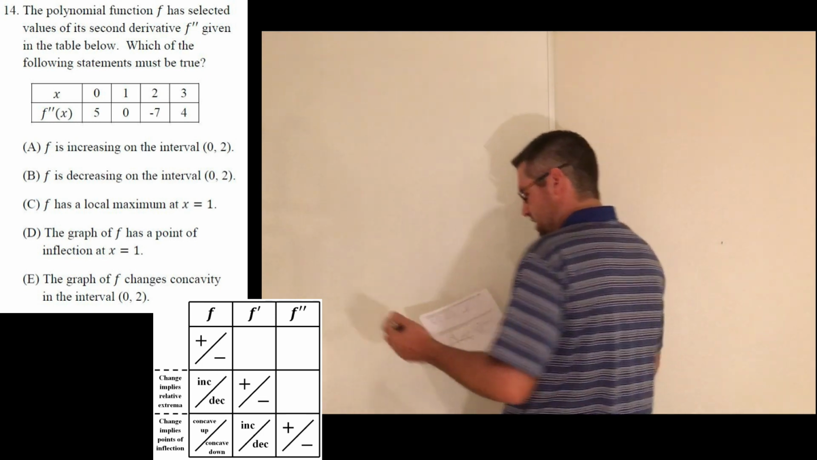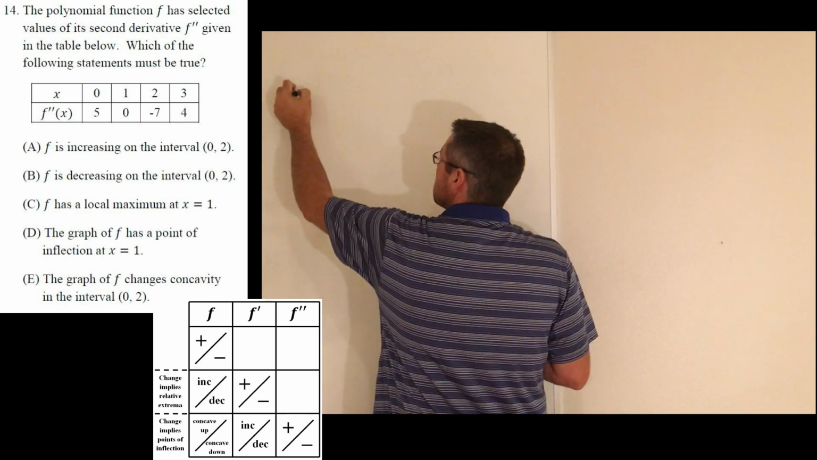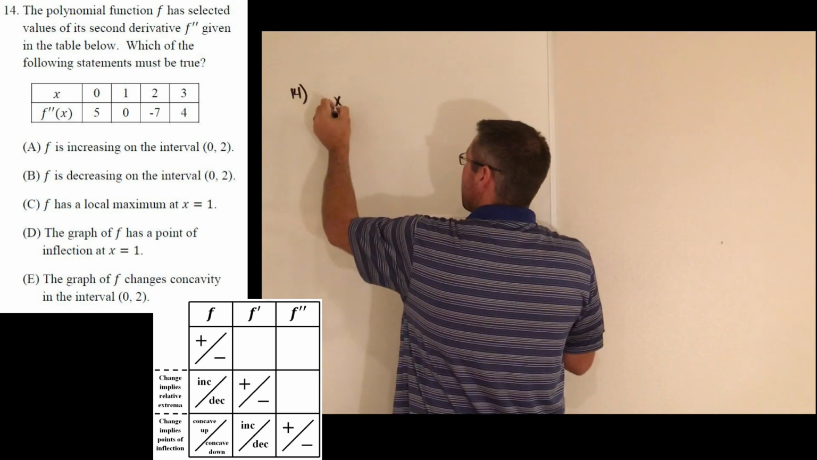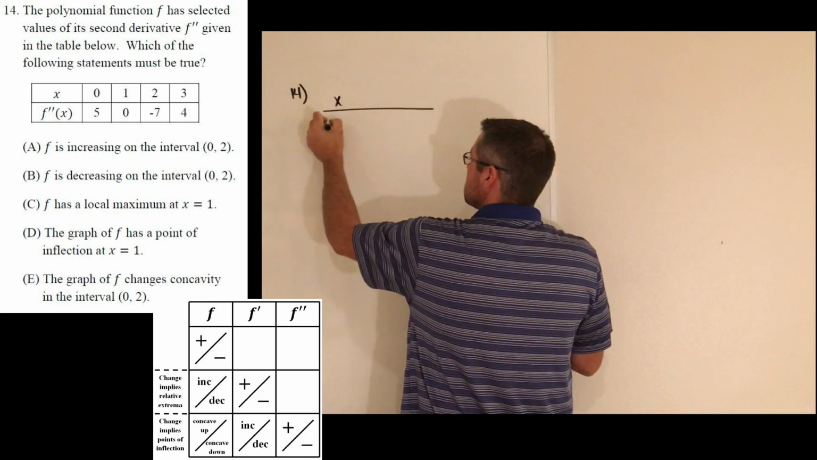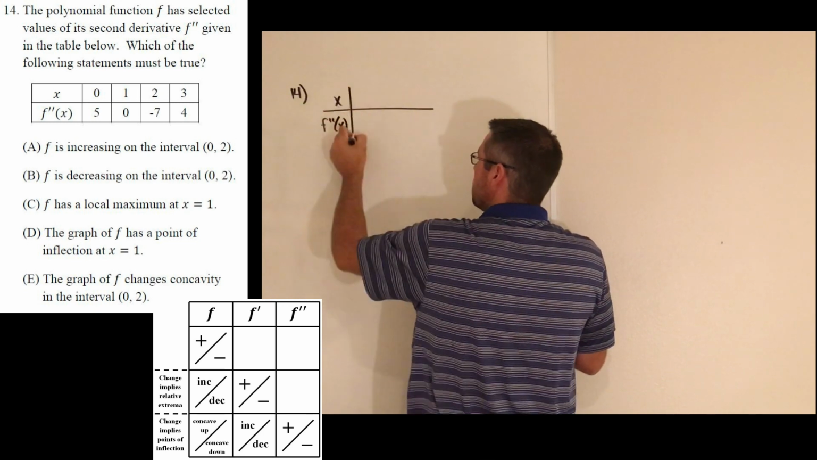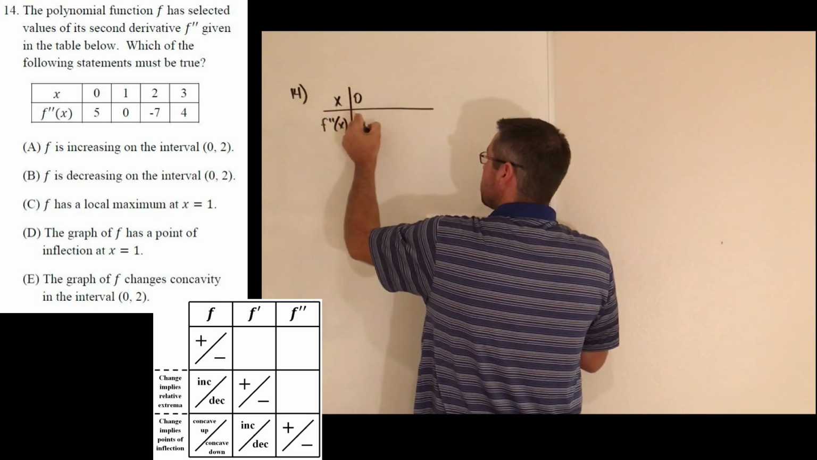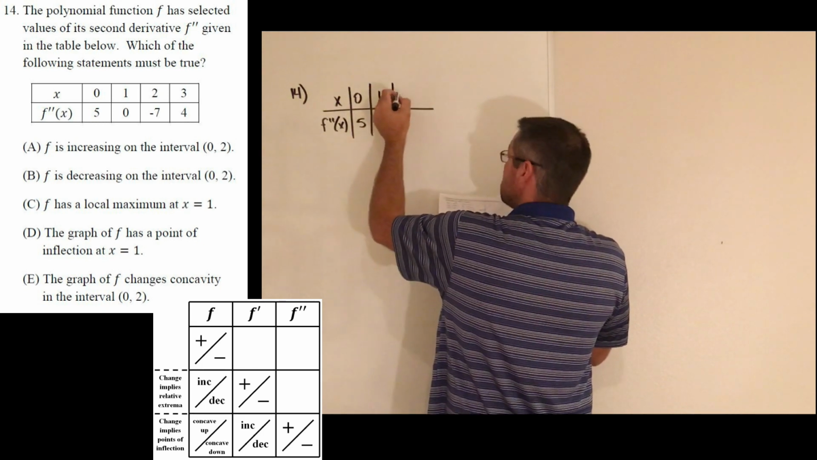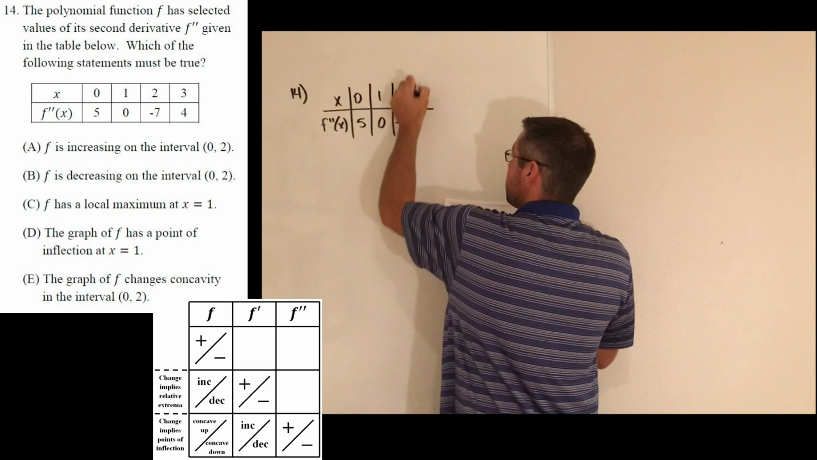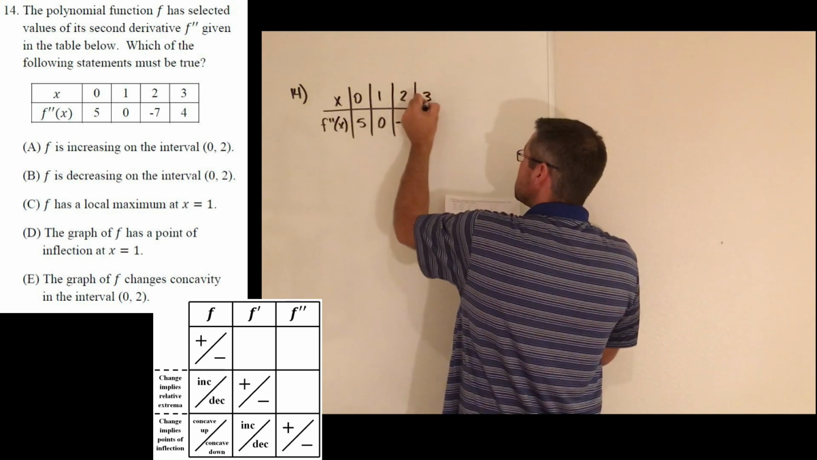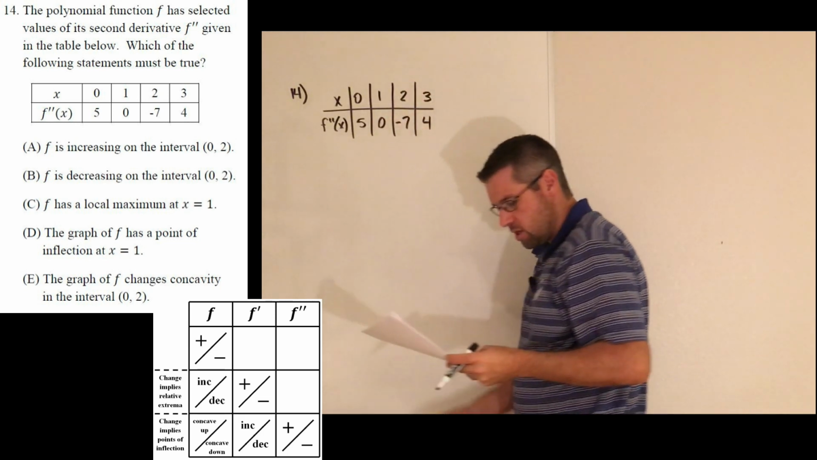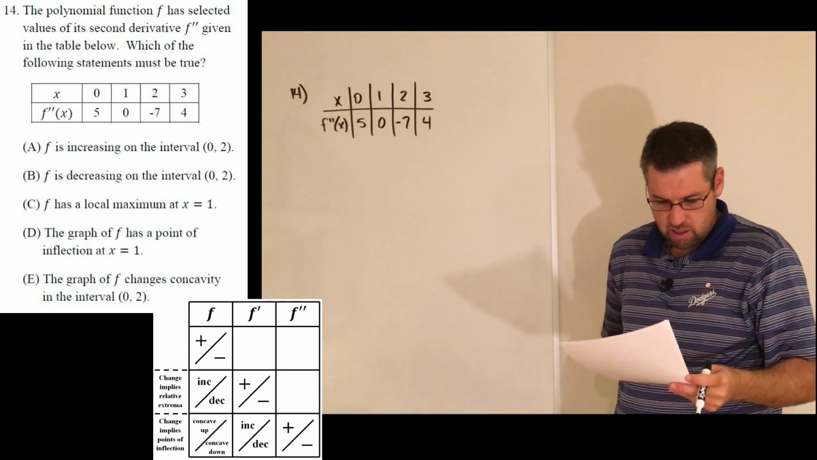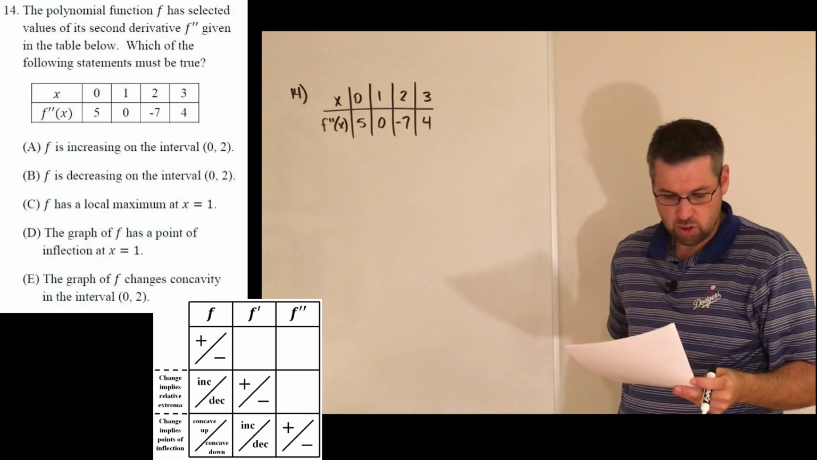For number 14, it's giving us a table of the second derivative values of f. When x equals 0, we have a second derivative of 5. When x equals 1, the second derivative is 0. When x equals 2, it's negative 7. And when x equals 3, it's 4. It's asking which of the following statements are true.